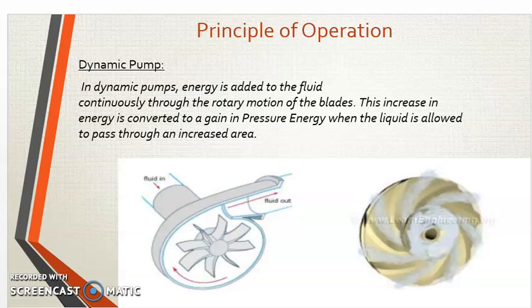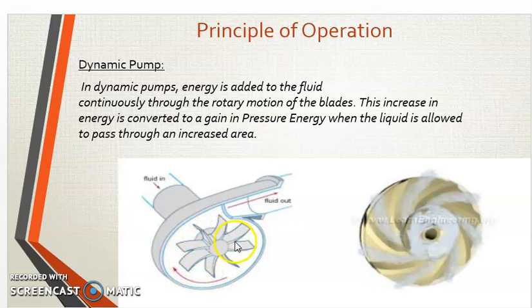Now we are going to study the centrifugal category of pumps, and we'll see the principle of operation of a dynamic pump. In dynamic pumps, energy is added to the fluid continuously through the rotary motion of the blades. This increase in energy is converted to a gain in pressure energy when the liquid is allowed to pass through an increased area.